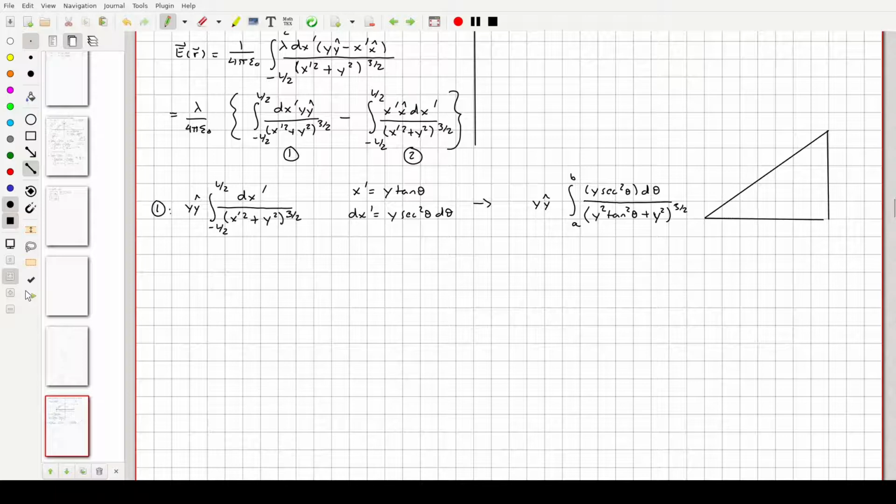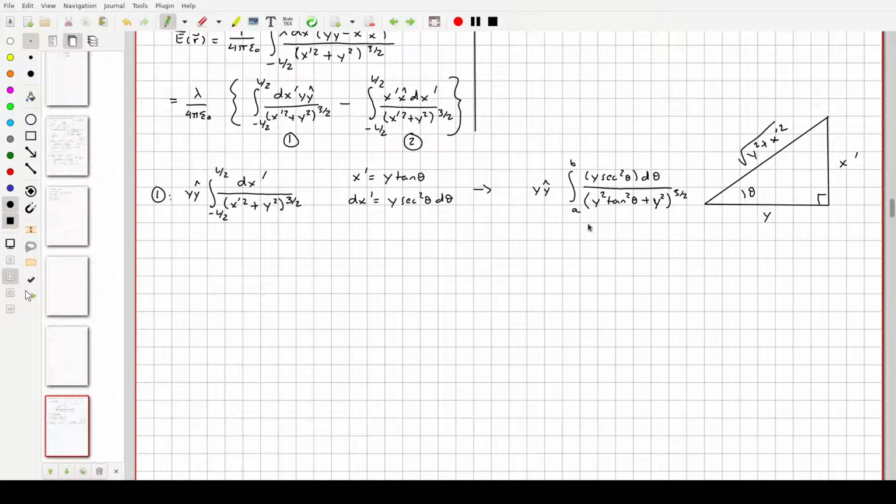Based off of our substitution, if I call this theta right here, the opposite side is x prime, the adjacent side is y, and the hypotenuse is going to be the square root of x prime squared plus y squared. We're going to be using this here in a moment, but let's pick up with our integration here.